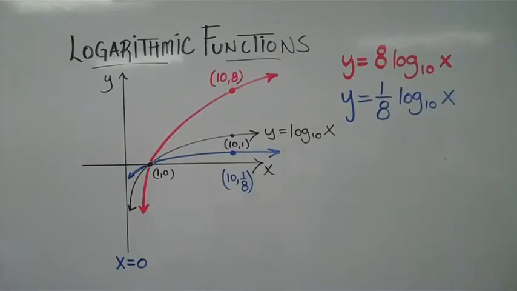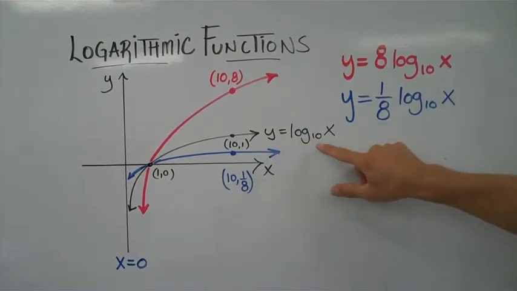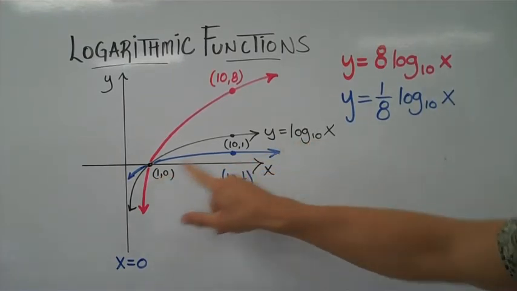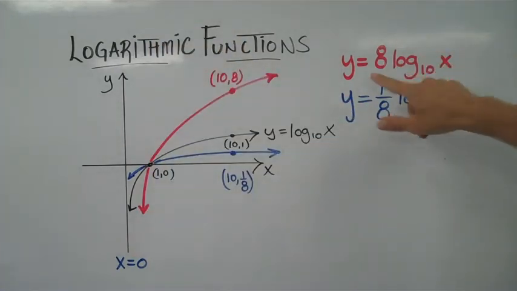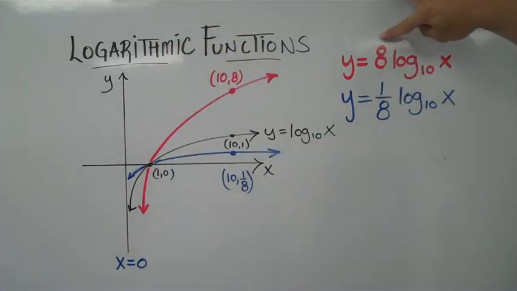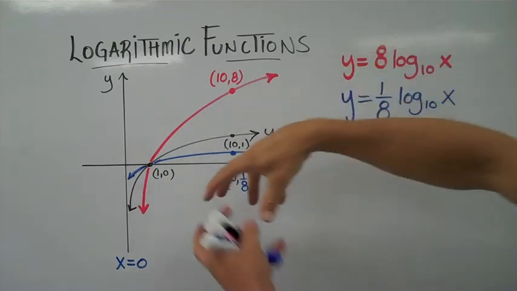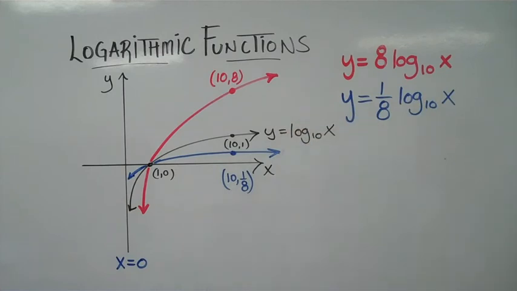For example, if I have my parent function y equals log base 10 of x, that goes through (1, 0) and (10, 1), and it has a vertical asymptote at x equals 0. If I graph y equals 8 log base 10 of x, my k is positive and greater than 1, so it's going to stretch it. See, this red function is stretched out. It now goes to the point (10, 8).